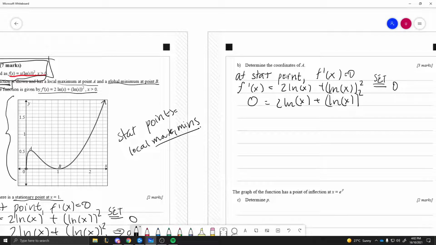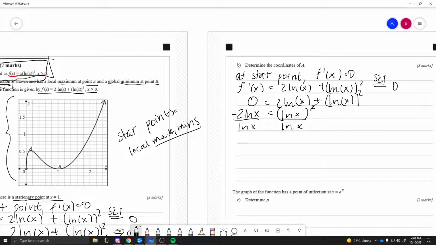What you would do here is, because this is just addition, you could put this on this side and make it minus. So negative 2 ln of x equals ln of x squared. And now because there's an ln x on this side and ln x on this side, you can divide them both by ln x.